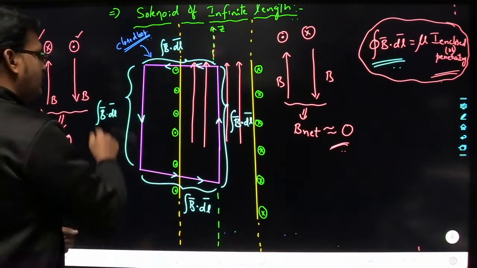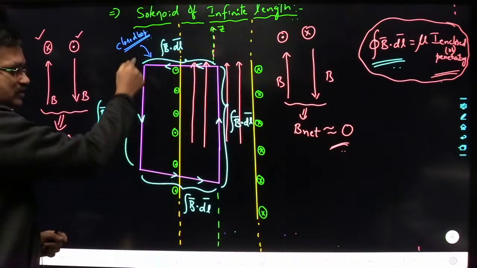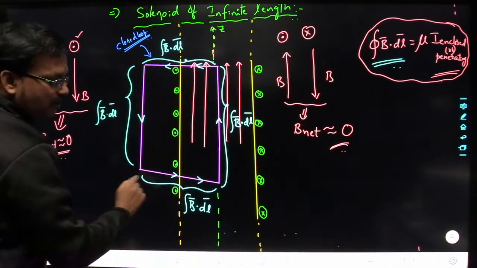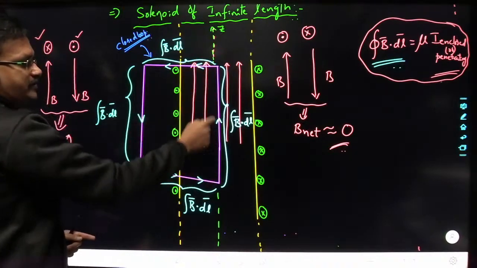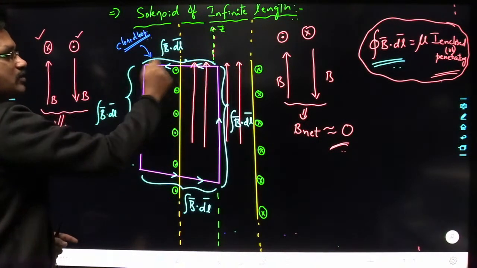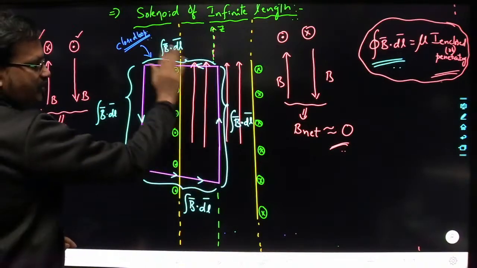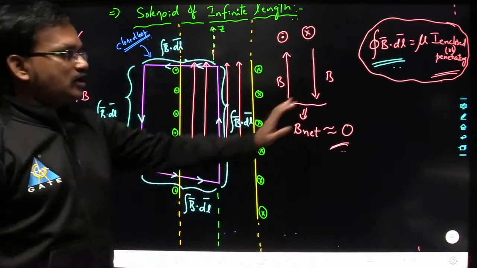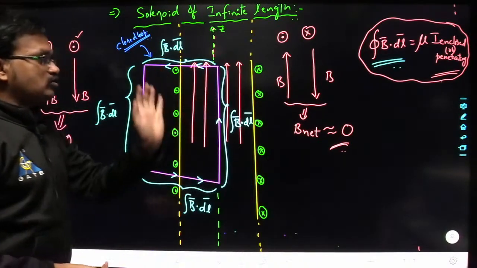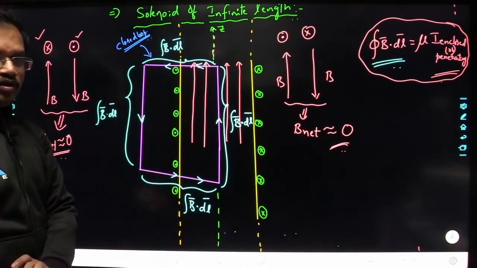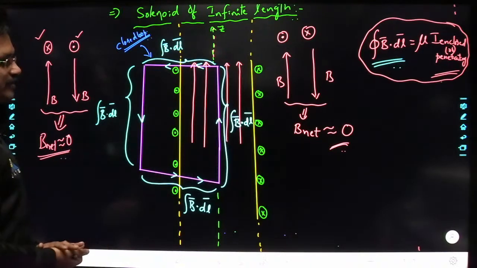You have to determine integral B bar dot DL over this length plus integral B bar dot DL over this length plus integral B bar dot DL over this length plus integral B bar dot DL over this length. So if you add up all this here, then you are going to get what? You are going to get the circulation of B field around this closed loop. Okay, so what you are going to get here?